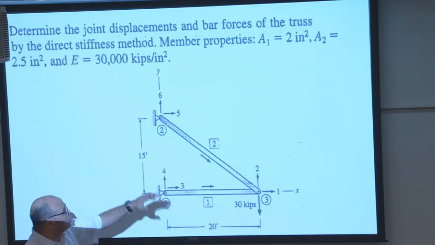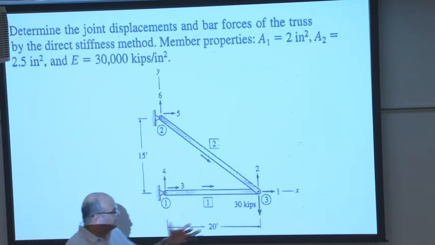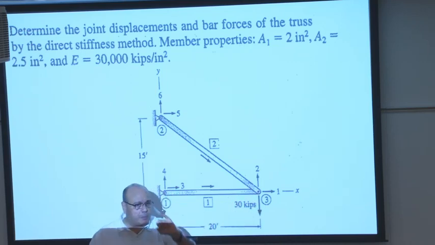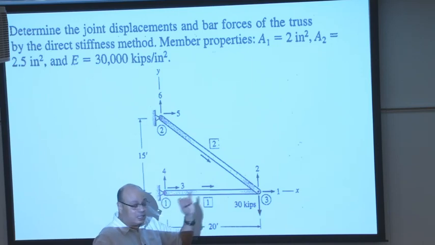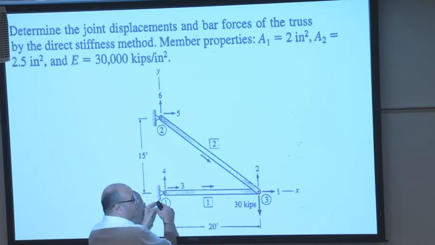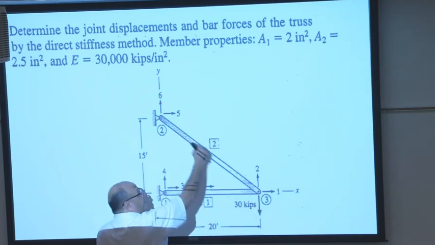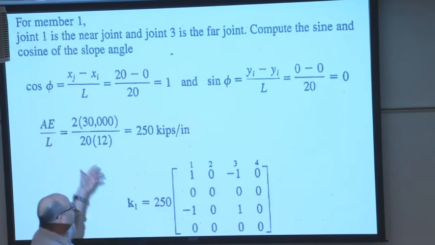Let's go over it again. So I'm going back. Here's the truss. Your initial thought: how can I find the displacement? Step number 1, identify the nodes, 1, 2, 3. Identify the members as 1 and 2. Identify the near and far ends, and then establish the stiffness matrix for member 1. Establish the stiffness matrix for member number 2. And then assemble them. That's what we did.